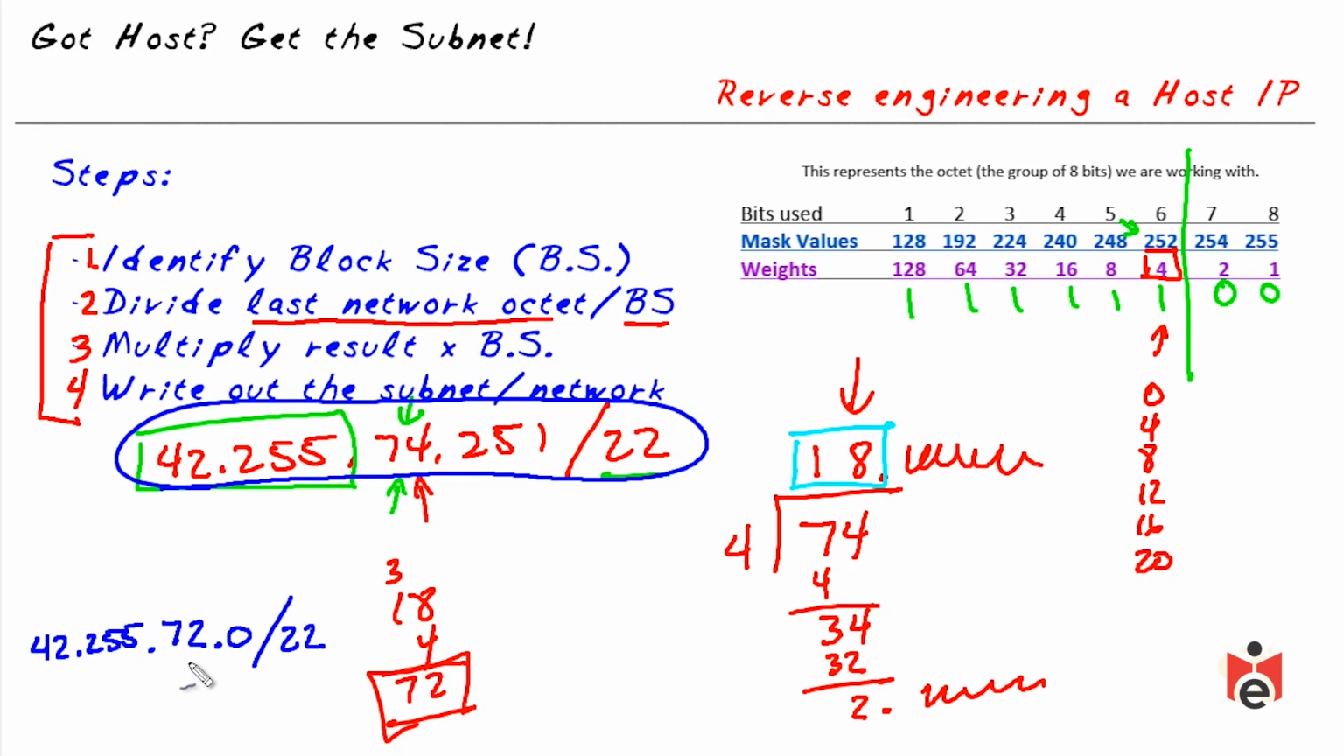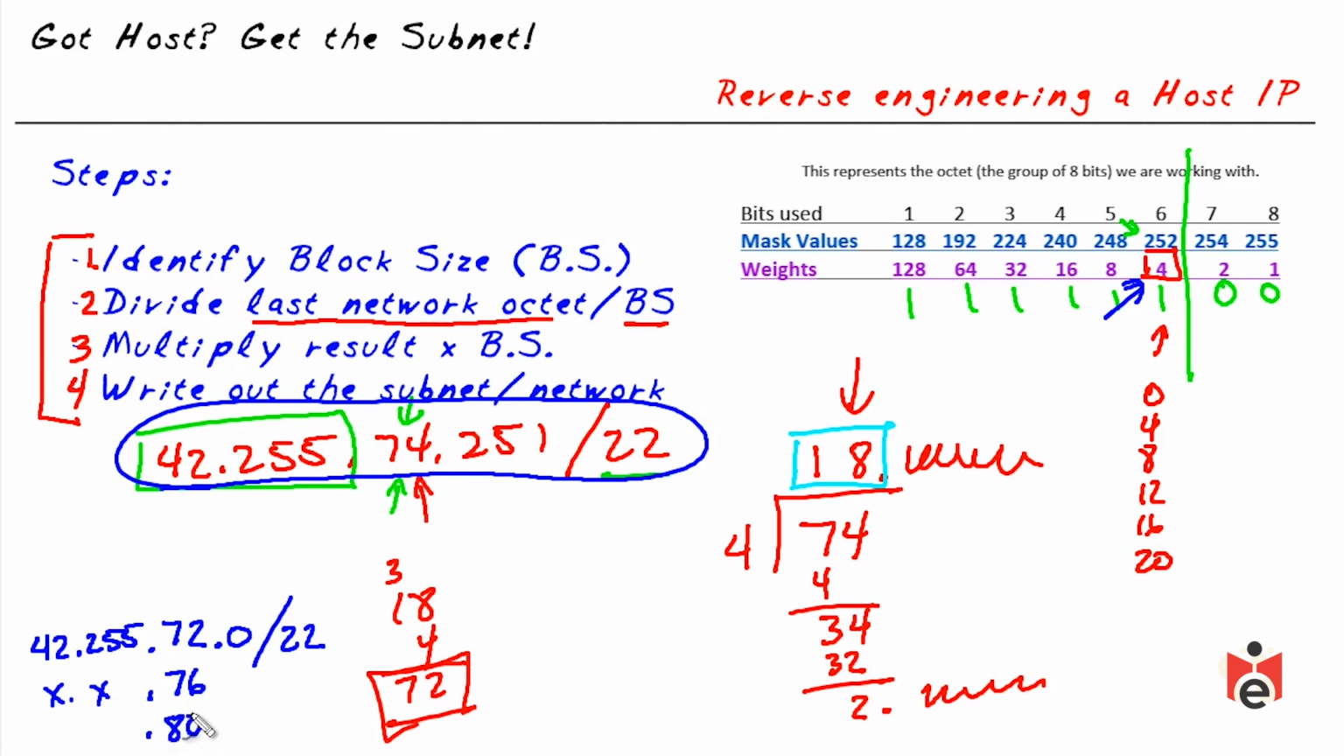Now if you're saying, oh wait, Keith, I got it. We're simply going to identify these subnets. So this is the 72 subnet. The block size hasn't changed, it's 4. That means our next subnet is going to be 4 more, and that's going to be 76. And the one after that is going to be 80, and so forth.